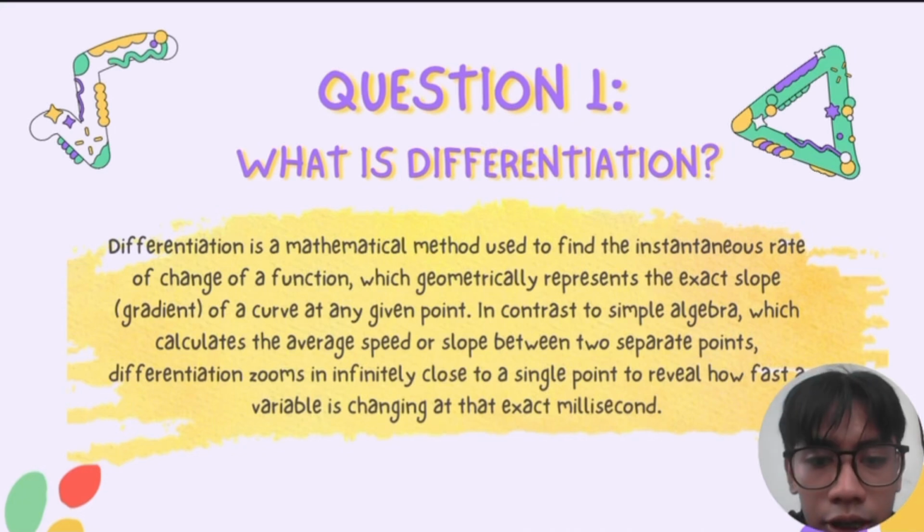Okay, to start off, the first question is, what is differentiation? Differentiation is a mathematical method used to find the instantaneous rate of change of a function, which geometrically represents the exact slope (gradient) of a curve at any given point. In contrast to simple algebra, which calculates the average speed or slope between two separate points, differentiation zooms in infinitely close to a single point to reveal how fast a variable is changing at the exact millisecond.